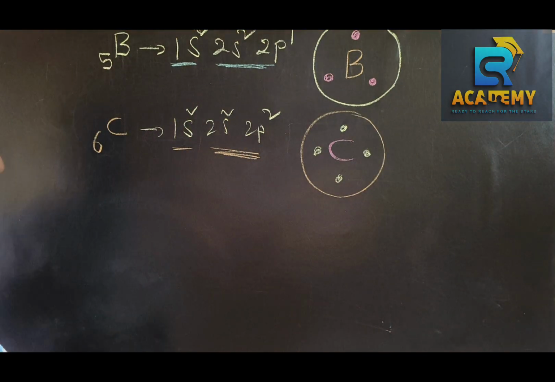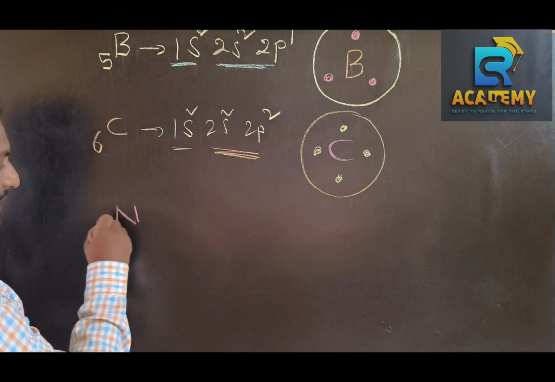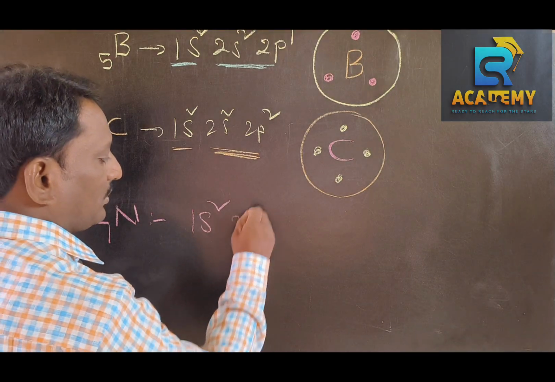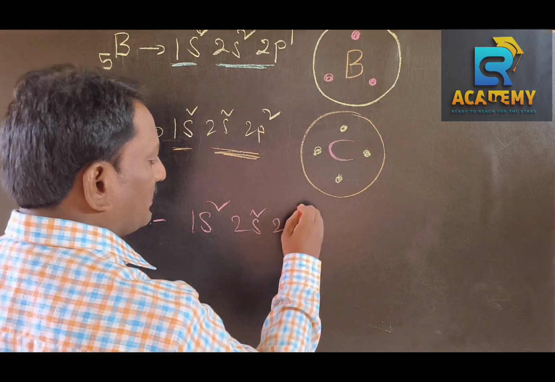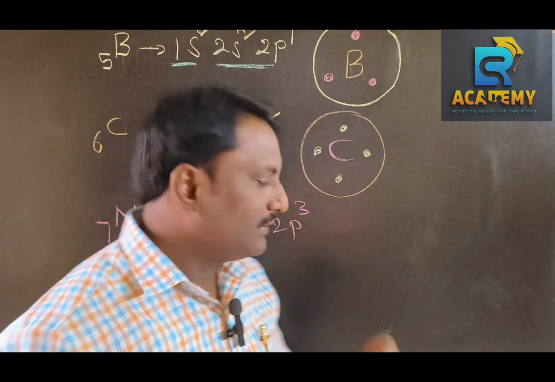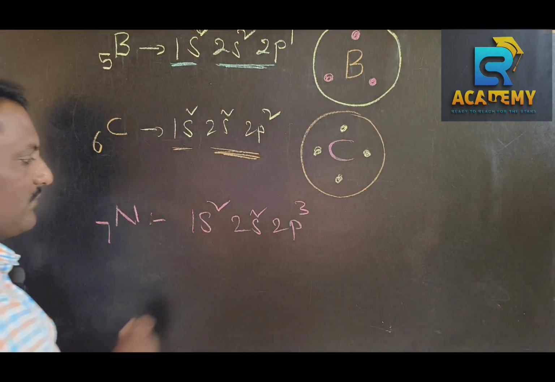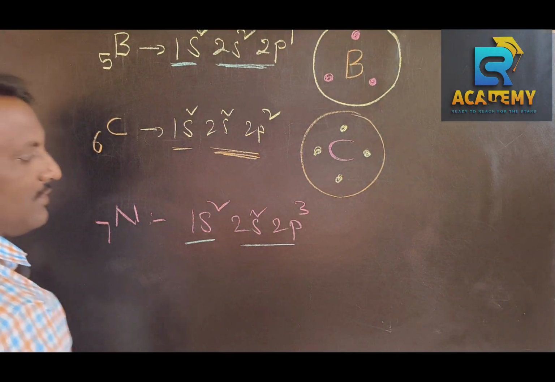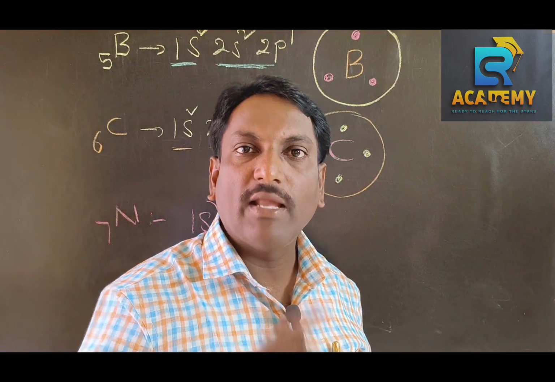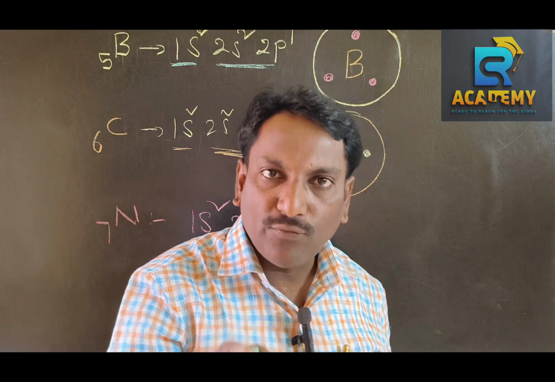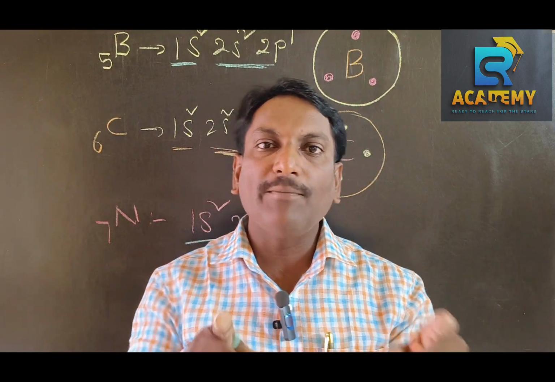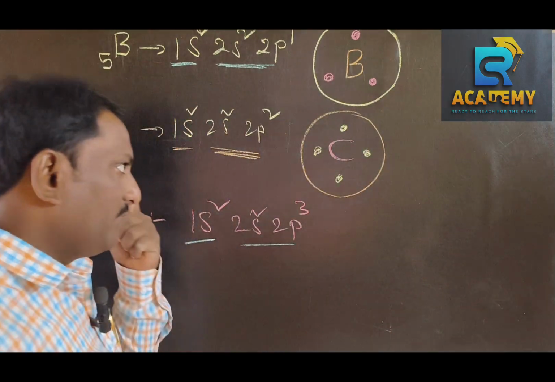Now let us move on to nitrogen. Atomic number 7. Electronic configuration will be 1s2, 2s2, 2p3. Very good. This is the first shell, the second shell. How many valence electrons? 5. If the element has more than 4 valence electrons, we need to identify how many pairs and how many unpaired electrons there are. Listen carefully.